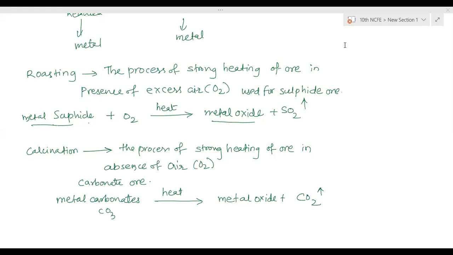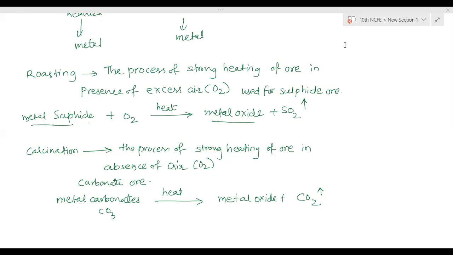Thus, by the process of roasting and calcination, we convert the sulfide and carbonate ores to oxides. The second step is to convert that oxide further back to metal, that means reducing the metal oxide. So the first step is roasting or calcination, and the second step is reduction.